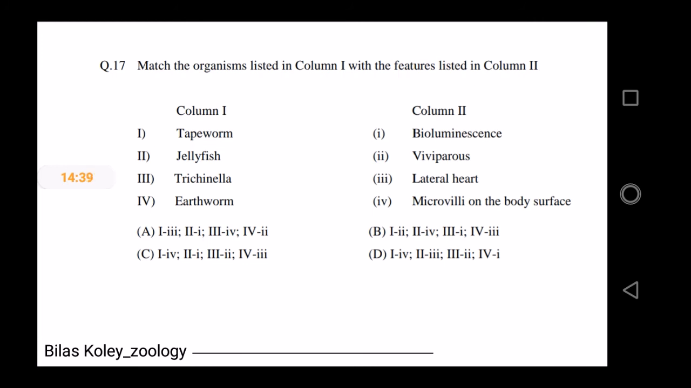In these questions, the right answer is option C.